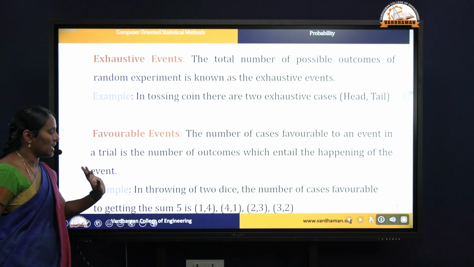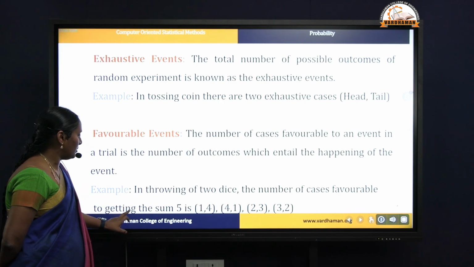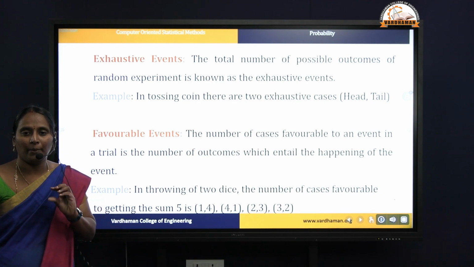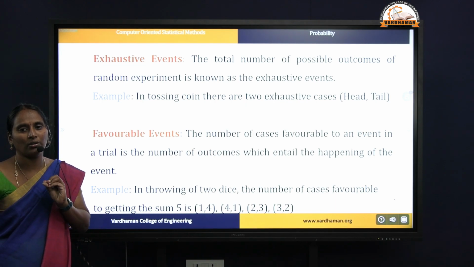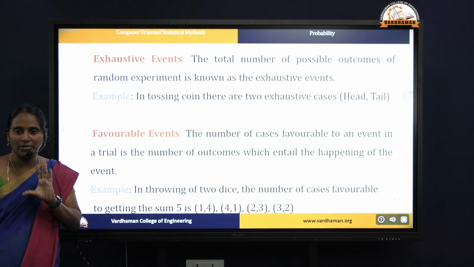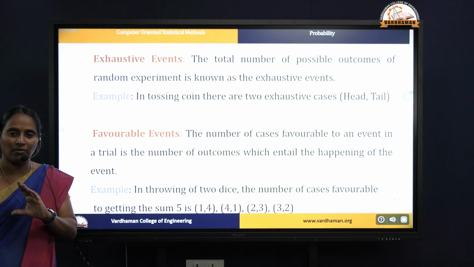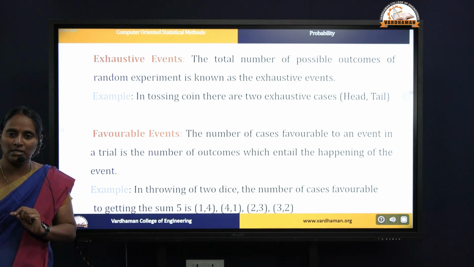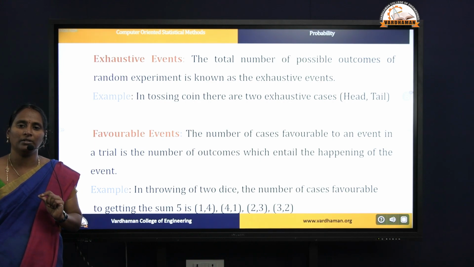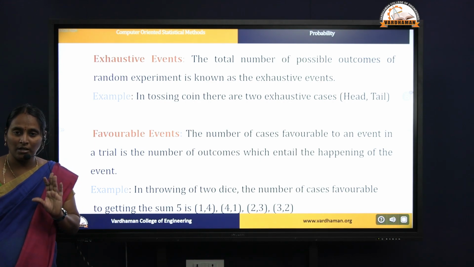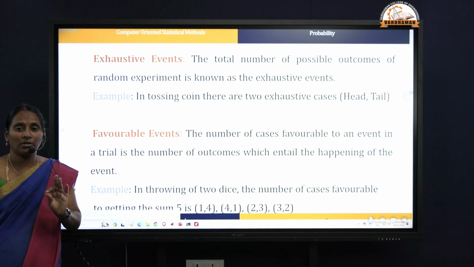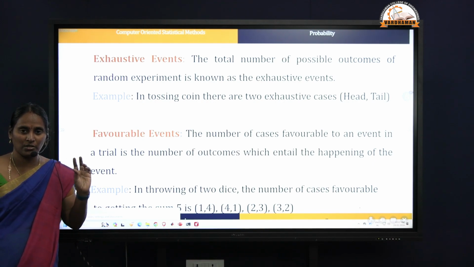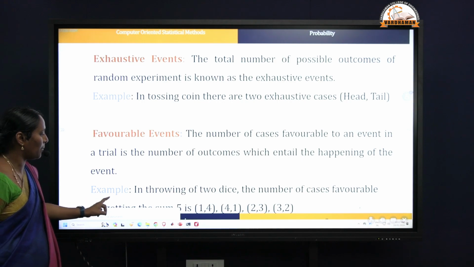Now let us take an example: throwing 2 dice, the number of favorable cases of getting the sum 7. All of you know that when throwing 2 dice, the number of outcomes is 36. How do we get the 36 outcomes? Like 1 1, 1 2, 1 3, 1 4, 1 5, 1 6. Like that we start with 2 1, 2 2, up to 2 6, 3 1 to 3 6, 4 1 to 4 6, again 5 1 to 5 6, and 6 1 to 6 6. So the total number of outcomes is 36. As per this problem, what are you going to define as the favorable event? What is favorable to getting the sum of 5?